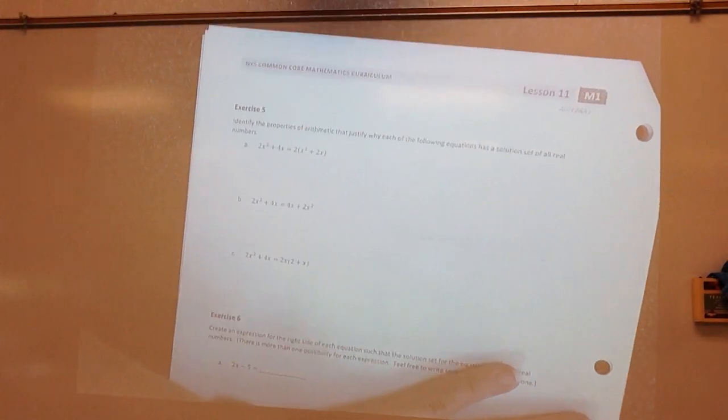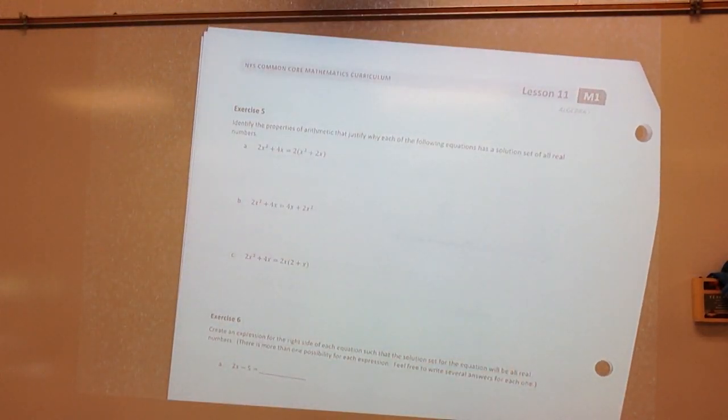All right, now it's just a little bit longer. I know it's a long lesson, but there's a lot of information here. Trying to go through it as quickly as I can, but yet still get it so that you understand it. Identify the properties of arithmetic that justify why each of the following equations has a solution set of all real numbers. All right, so let's look at A.